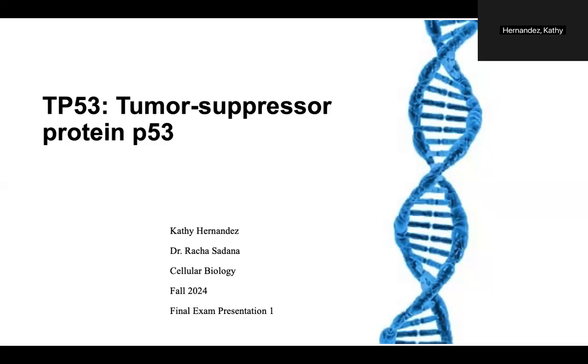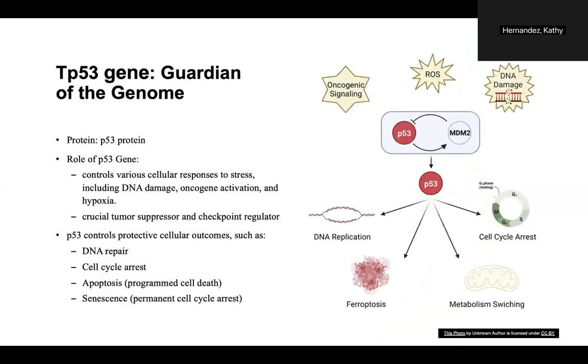This is one of the genes that are listed on the figure. This is the tumor suppressor protein, P53. The TP53 gene is also known as the guardian of the genome. TP53 encodes for the TP53 protein, or P53 protein. This is a transcription factor that is critical for tumor suppressing in cells. Overall, P53 helps maintain genomic stability and prevents the formation of tumors.